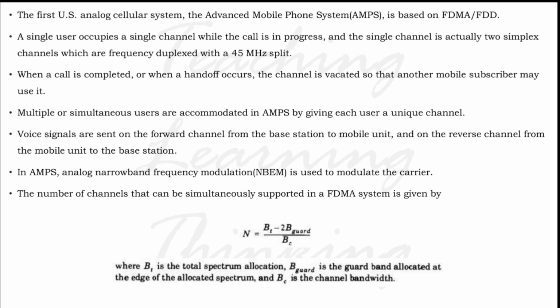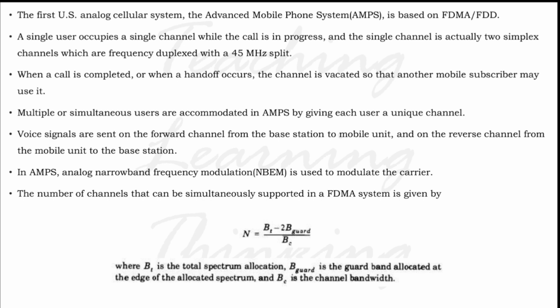When a call is completed or when a handoff occurs, the channel is vacated so that another mobile subscriber may use it. Multiple or simultaneous users are accommodated in AMPS by giving each user a unique channel. Voice signals are sent on the forward channel from the base station to the mobile unit, and on the reverse channel from the mobile unit to the base station. In AMPS, analog narrowband frequency modulation (NBFM) is used to modulate the carrier.